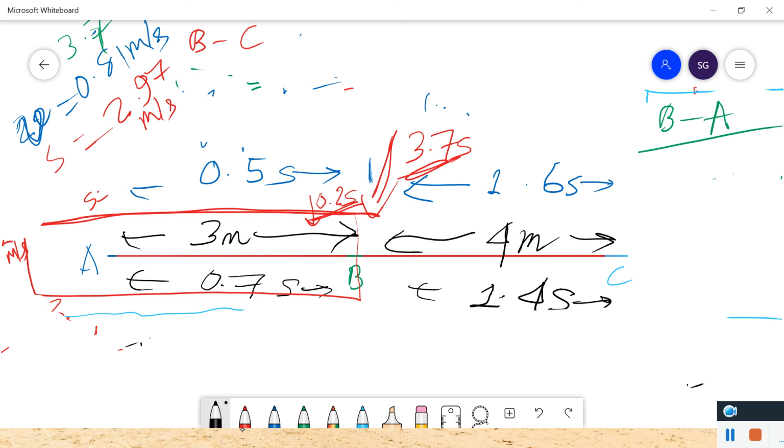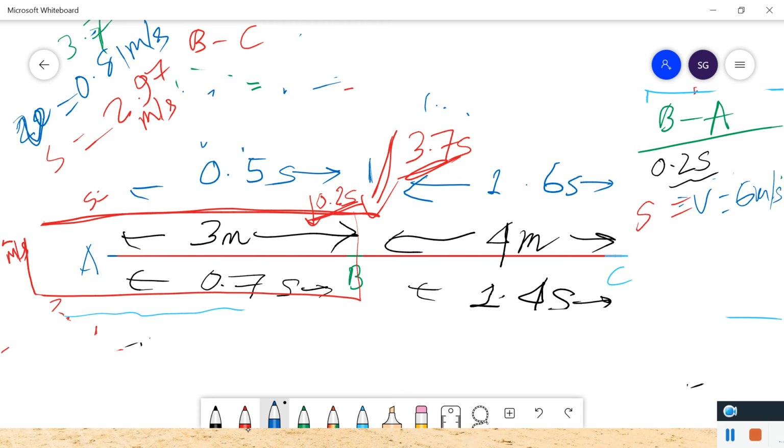Since 3.7 seconds is still B, we are just concerned about 0.2 seconds. So let's do calculations for 0.2 seconds. We know that the speed is 2.97. So forget about this, A to C. We are just concentrating on the A to B part, that is B to A. Here speed is equal to velocity is equal to 3 upon 0.5, that is 6 meter per second. 6 meter per second was our speed is equal to velocity.